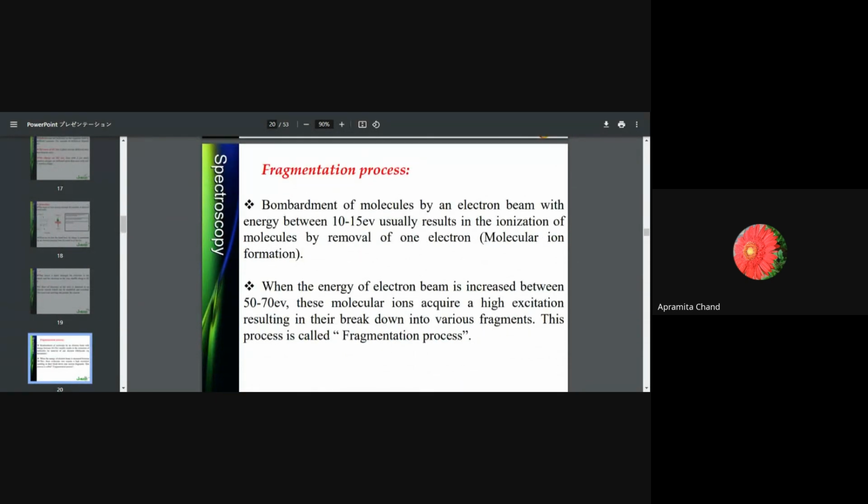Now, what is the fragmentation process? We have talked a lot about it. So how does that occur? With electron bombardment at an energy of 10 to 15 electron volt, the result is ionization by removal of one electron, which leads to molecular ion formation. When the energy is increased even more, to 50 to 70 electron volt, the molecular ions also acquire high excitation and break down into various fragments. This is known as the fragmentation process.